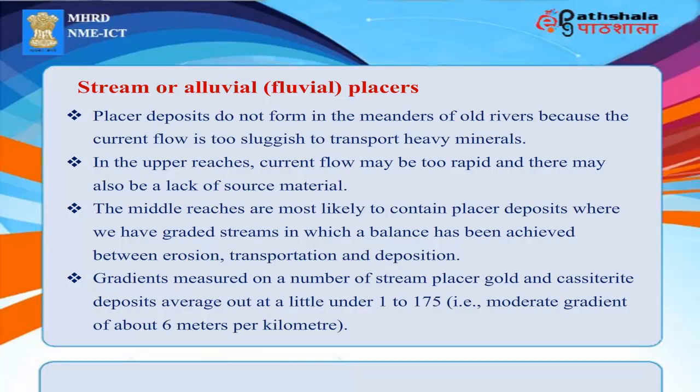Placer deposits do not form in the meanders of old rivers because the current flow is too sluggish to transport heavy minerals. In the upper reaches, current flow may be too rapid and there may also be a lack of source material. The middle reaches are most likely to contain placer deposits, where we have graded streams in which a balance has been achieved between erosion, transportation and deposition. Gradients measured on a number of stream placer gold and cassiterite deposits average out at a little under 1 to 175, that is, a moderate gradient of about 6 meters per kilometer.